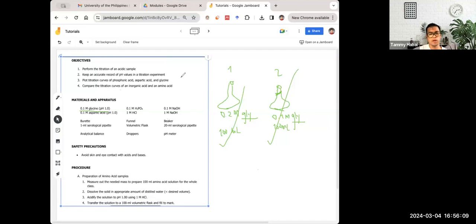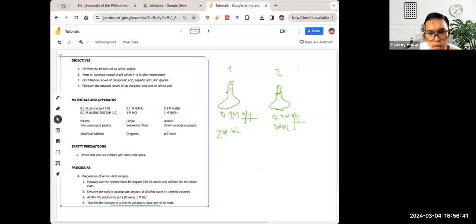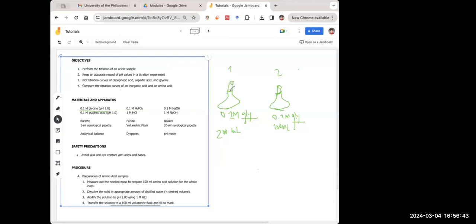But how about this? 200 ml. Are they the same? 0.1, 0.1. This is less. Number one is less, is it not? No, they're just the same. They have different volumes, but the concentrations are the same.